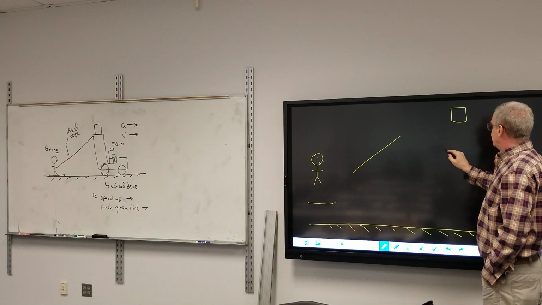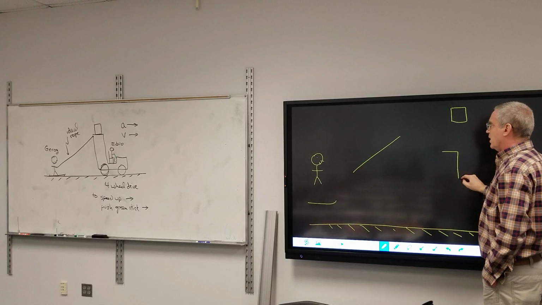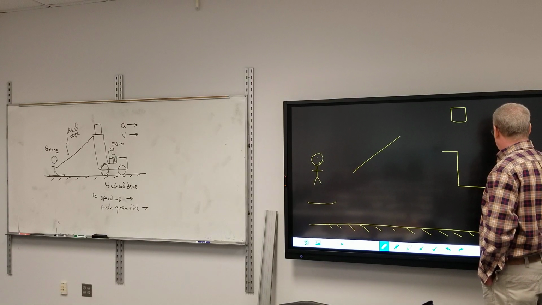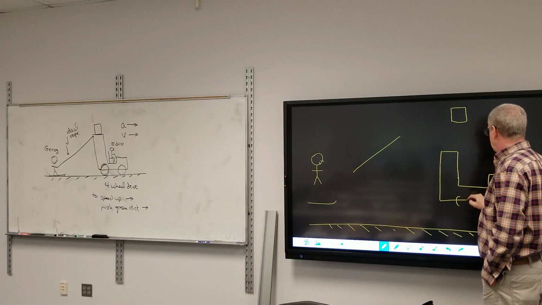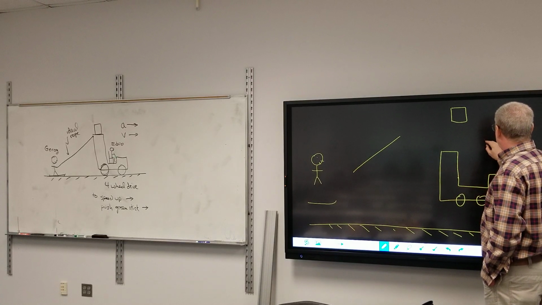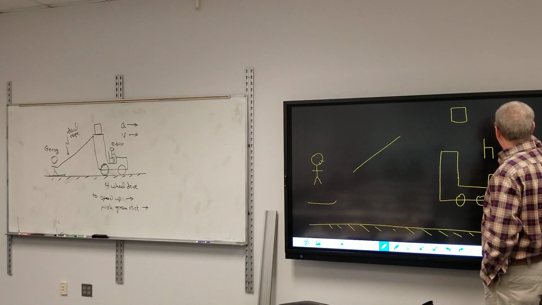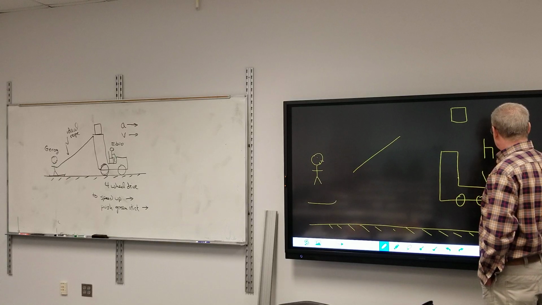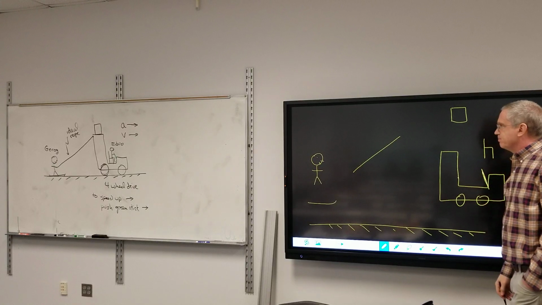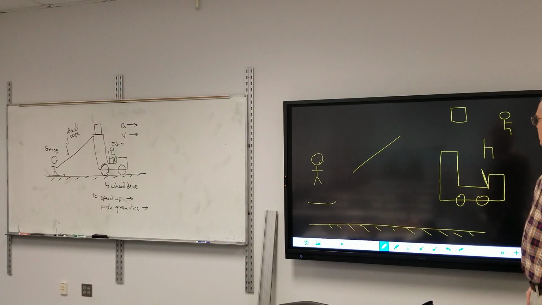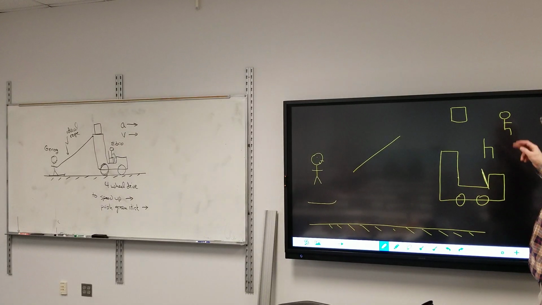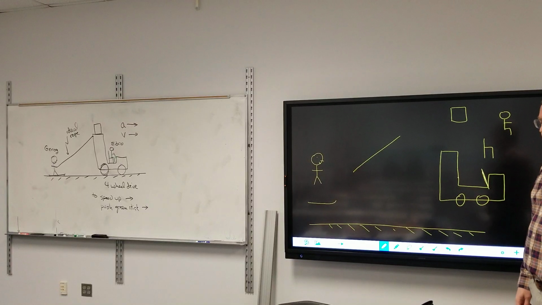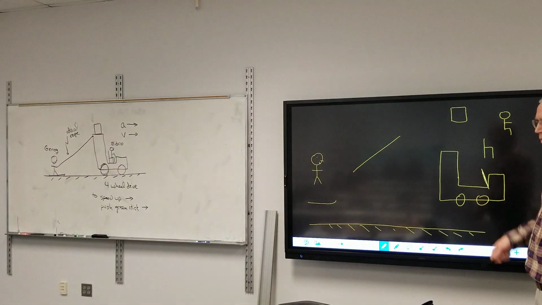We have that box sitting on top. We've got the vehicle. We have a chair, and we have Edro. All right, so those are the objects. 1, 2, 3, 4, 5, 6, 7, 8. 8 objects, one of which is the planet.